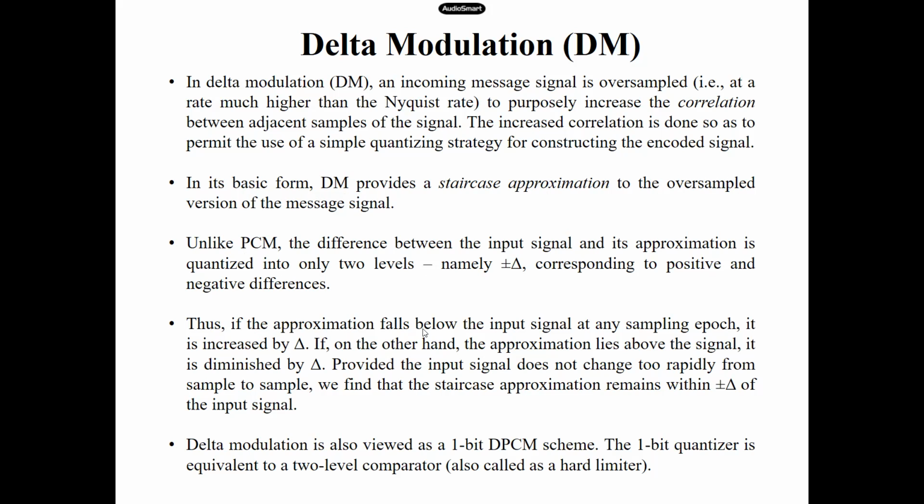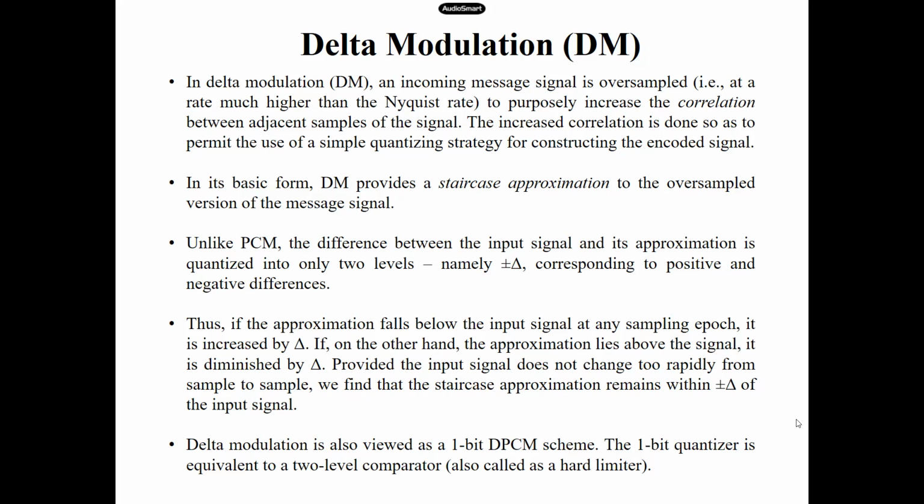So if the approximation falls below the input signal at any sample epoch, it is increased by delta. If, on the other hand, the approximation lies above the signal, it is diminished by delta, provided the input signal does not change too rapidly from sample to sample. We find that the staircase approximation remains within plus or minus delta of the input signal. Delta modulation is also viewed as 1-bit DPCM.